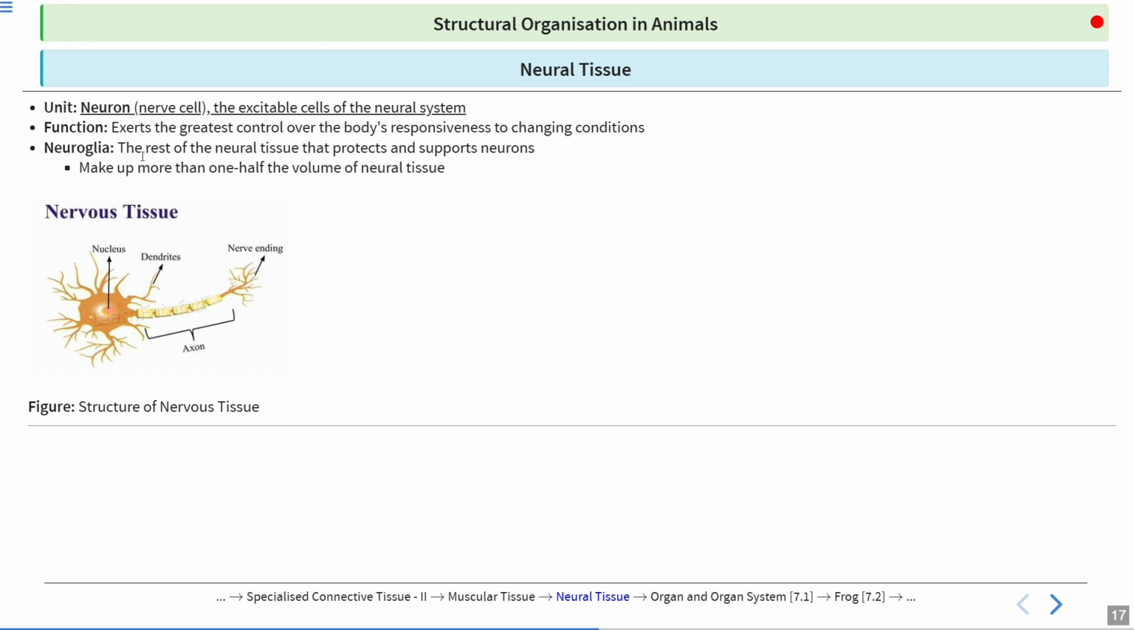So neuroglia is the rest of the neural tissue that protects and supports neurons. Neuroglia make up more than one half of the volume of the neural tissue. So neuroglia make up one half of the volume of our neural tissue.